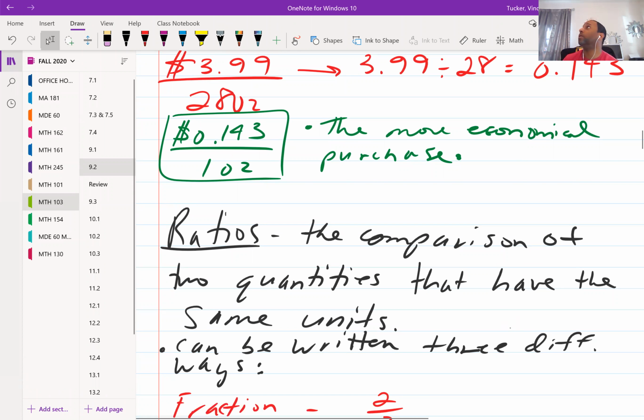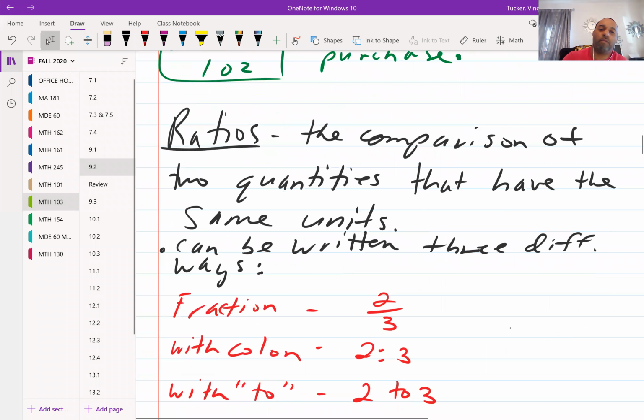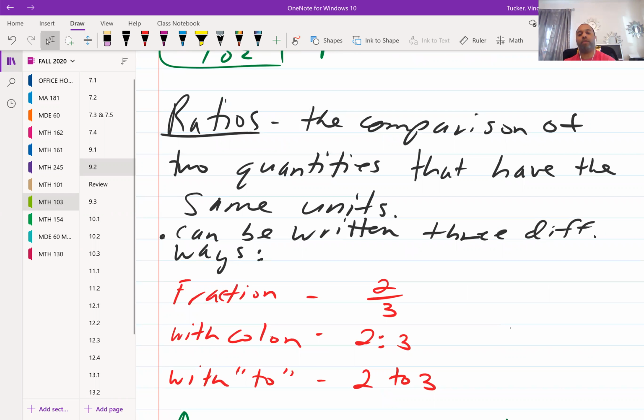All right. Next one, ratios. Just a comparison of two quantities that have the same units. And that may be written three different ways. If you're talking about as a fraction, it's 2/3. If you're going to use a colon, that's 2:3. And then with the word two, that's 2 to 3.